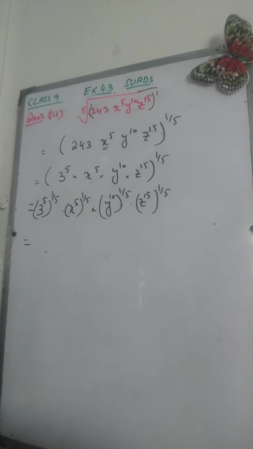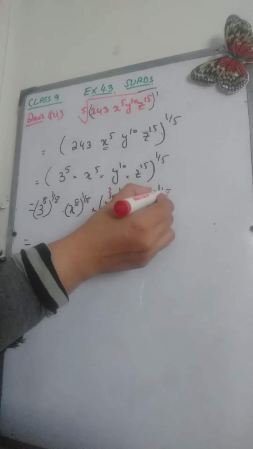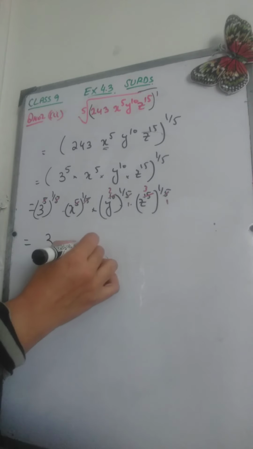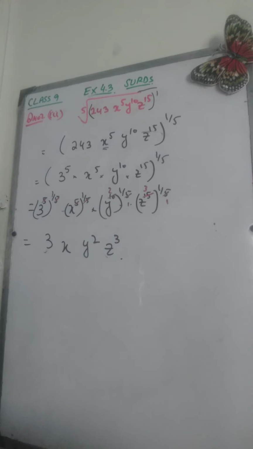Now, because we are calculating the power of a power, the powers are going to be multiplied and will be cancelled out. Okay, 5 ones are 5, 5 twos are 10, 5 threes are 15. So what do we get here? We will get 3x y square and z cube. This will be the answer, and this completes the solution.